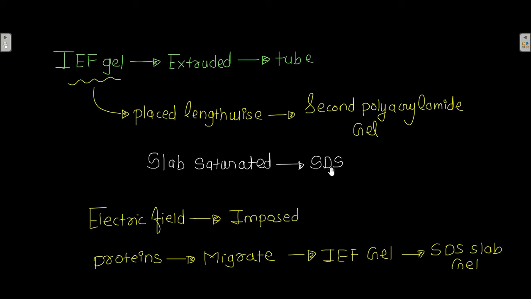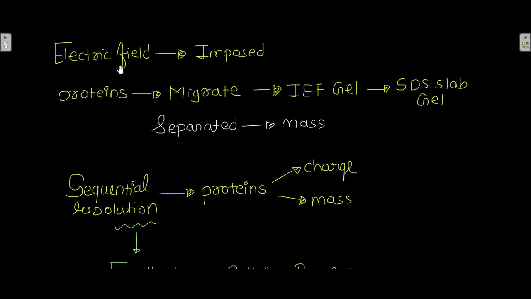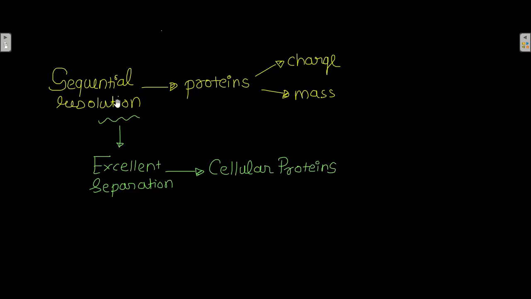Okay, so the proteins from the IEF gel go to the polyacrylamide gel, and there they are separated according to their mass. When the electric field is imposed, the proteins migrate from the IEF gel to the SDS slab gel, and they are separated on the basis of their mass. Now, this sequential resolution of proteins by their charge and mass can achieve an excellent separation of cellular proteins.